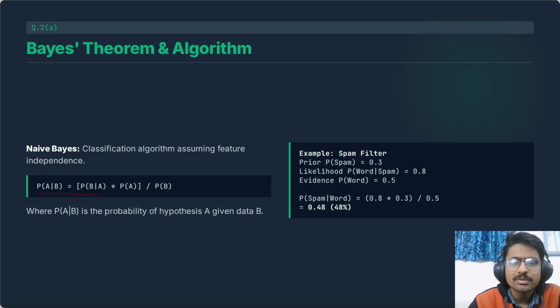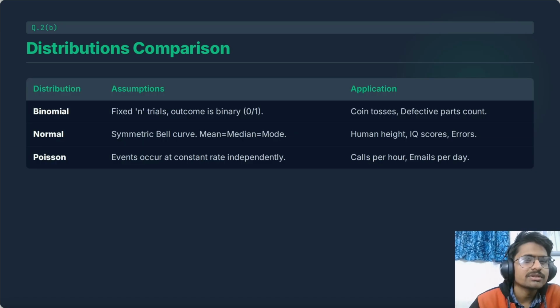So here is the example: spam filter. Prior P(spam) = 0.3, likelihood P(word|spam) = 0.8, evidence P(word) = 0.5. So P(spam|word) = 0.8 × 0.3 / 0.5, which is 0.48, meaning 48%. So the second part of question 2 is distribution comparison.